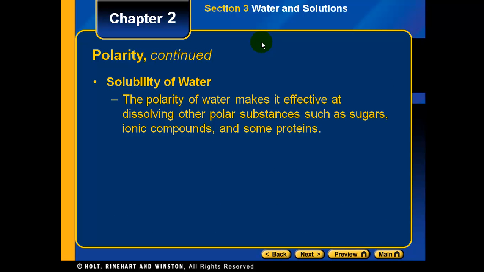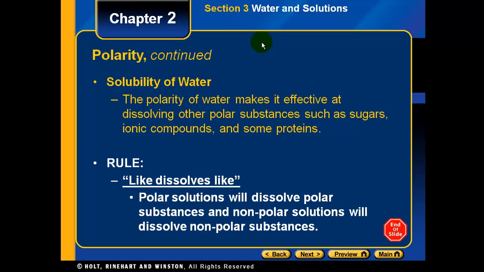Due to this polarity of water, it is effective at dissolving other polar substances. So water can dissolve sugars, ionic compounds, and some proteins. The basic rule to remember is that like dissolves like. Polar solutions will dissolve polar substances, and nonpolar solutions will dissolve nonpolar substances. A nonpolar solution is a solution where they are sharing those electrons equally, not like a polar molecule.